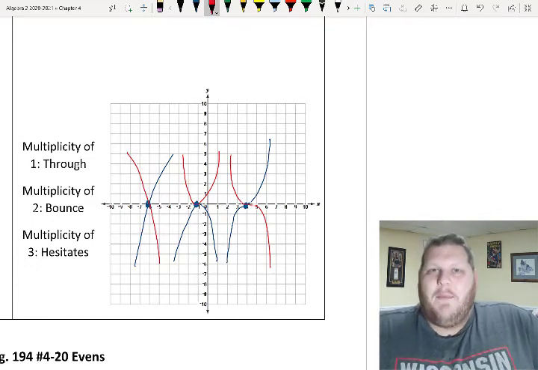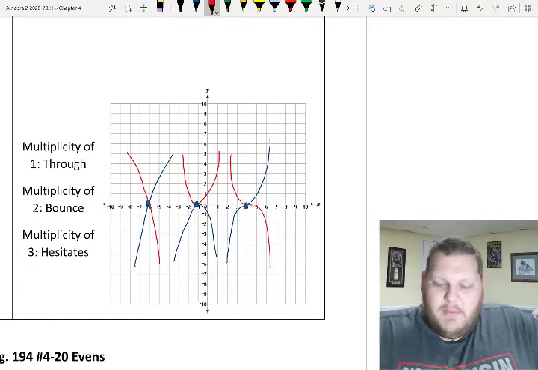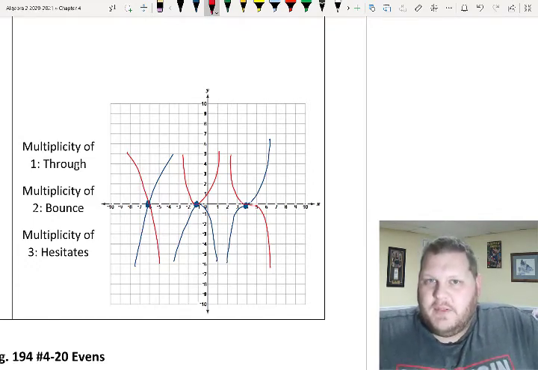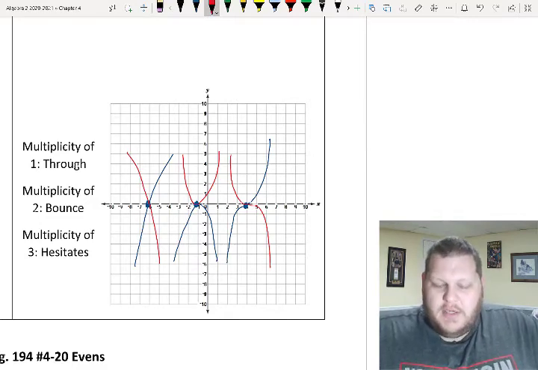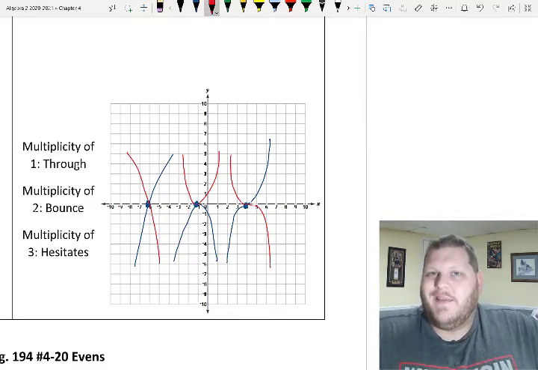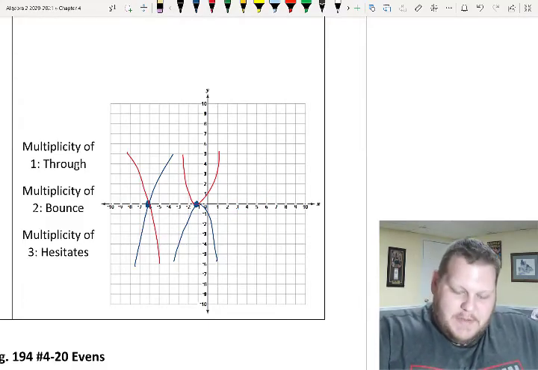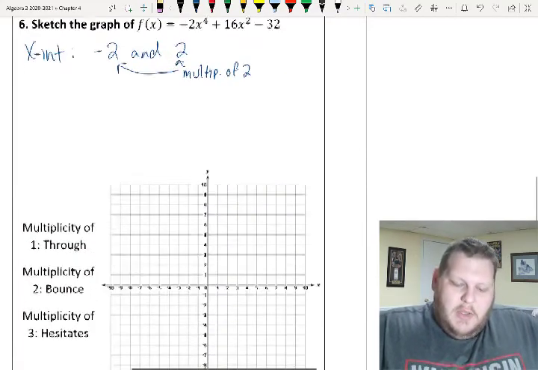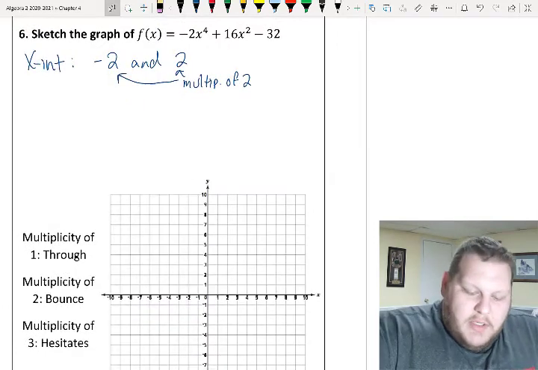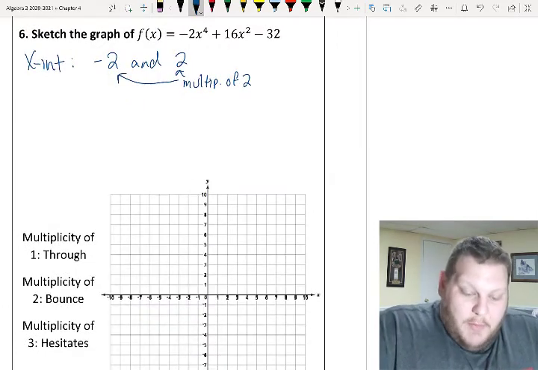It's just doing that same action. And these are really going to be more important once we have the graphs plotted, the intercepts plotted, and it's just kind of filling in that picture of what happens at those particular intercepts. Okay, so that's multiplicity.